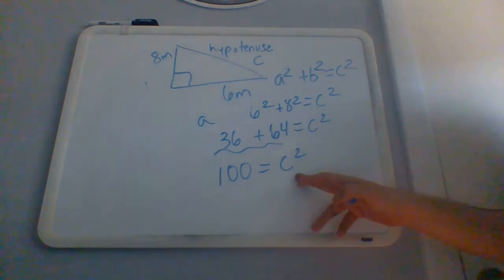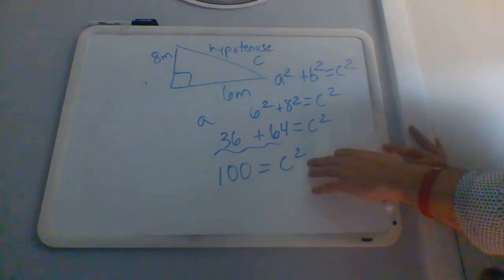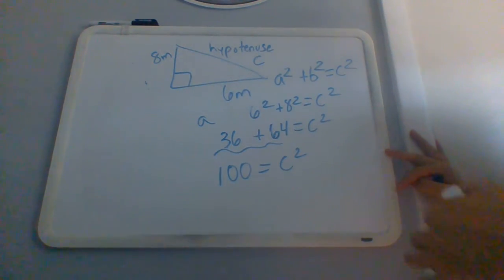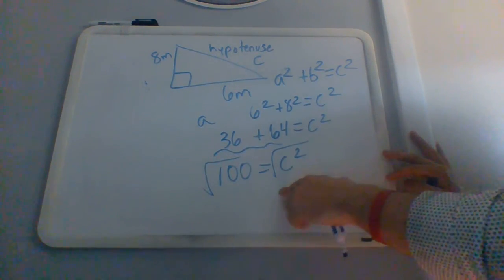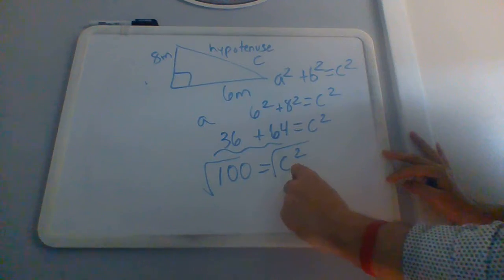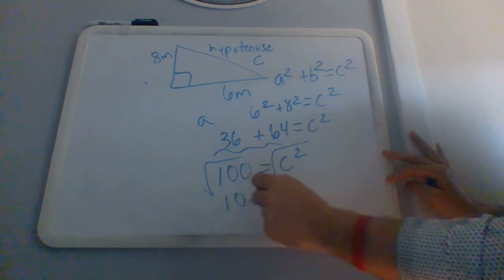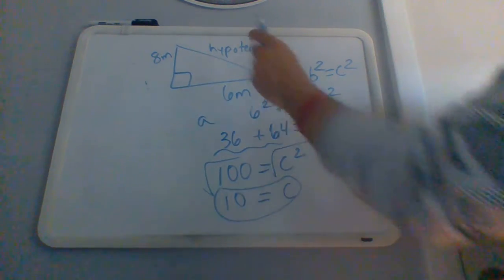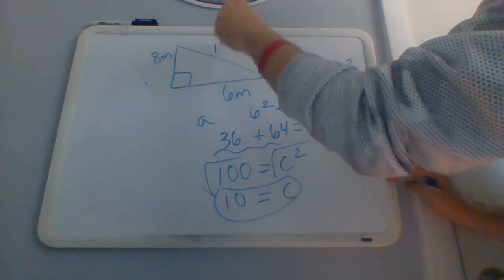Now, in order to solve for C, we need to get rid of the squared. In order to get rid of the squared, you do the opposite, which would be a square root. A squared and a square root will cancel each other out, which would leave us with C equals the square root of 100, which is 10. So our hypotenuse would be 10 meters.